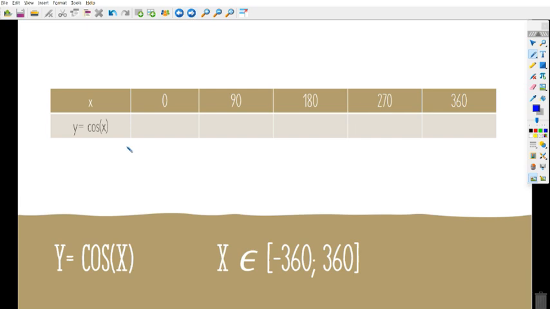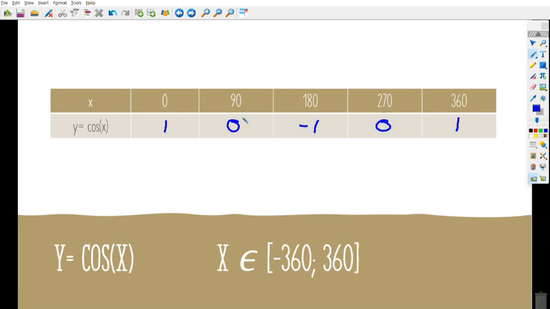I want you to get your calculators out and find the cos button. When we have our bracket, we're going to put in 0. What do you get when you say cos of 0? You're going to get 1. Cos of 90 gives 0. Cos of 180 gives negative 1. Cos of 270 gives 0. And cos of 360 gives 1 again.